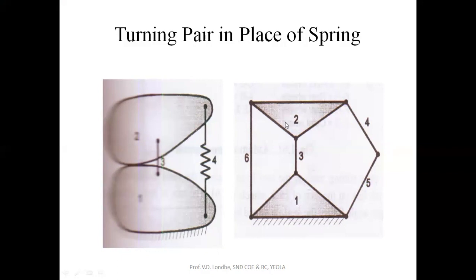Now if you see here, there will be additional links, suppose 4 and 5. So the spring is replaced by two binary links, link number 4 and link number 5, and by introducing one turning pair. So here we can say now the spring is replaced by two links and one turning pair.